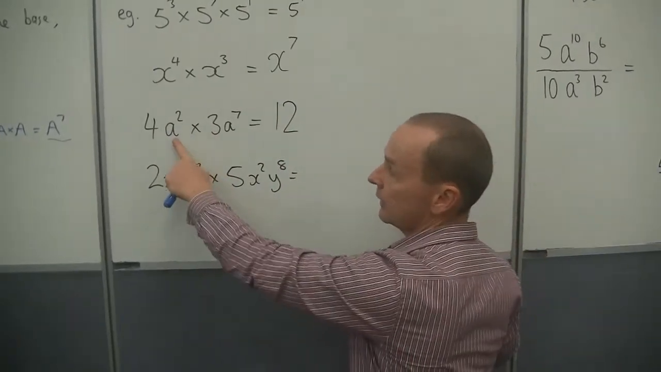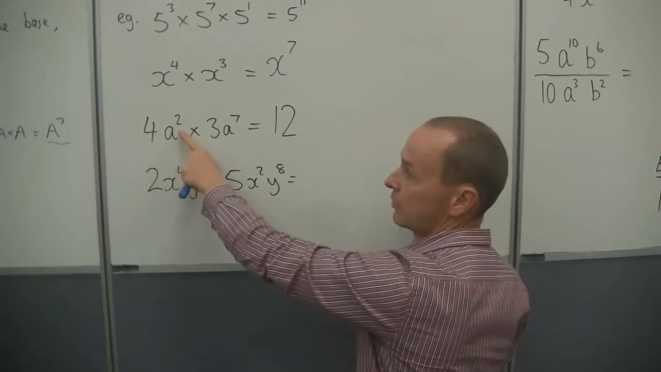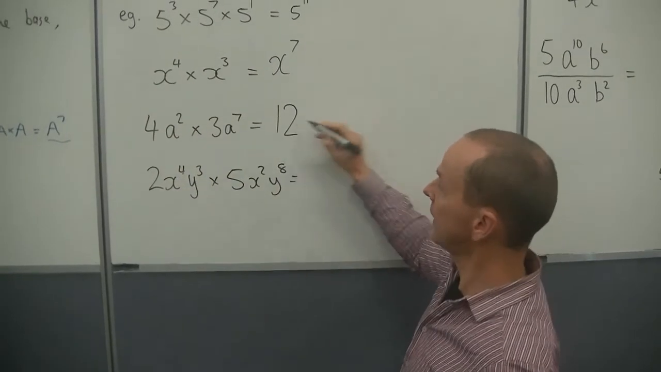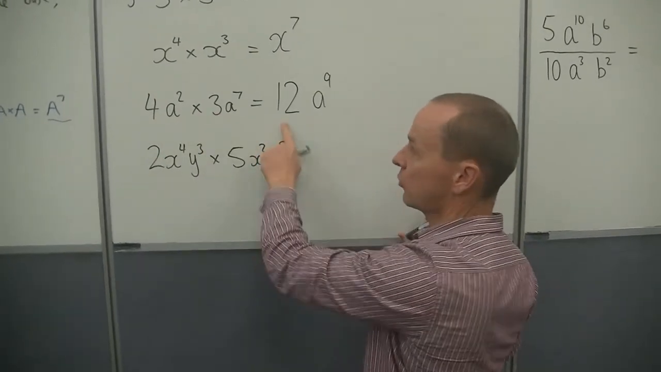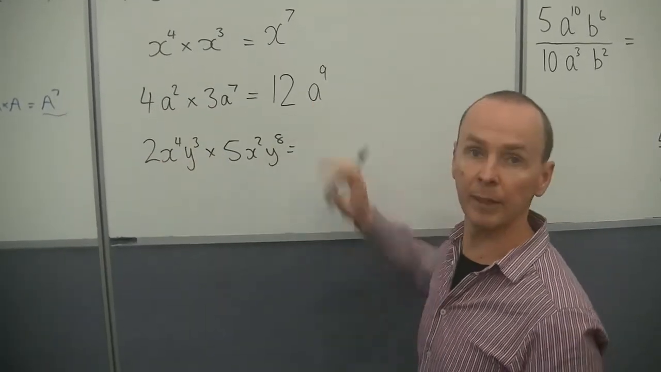Now we've got an index law. a to the power of 2, or a squared, times a to the power of 7 is a to the power of 9. So we do them separately. 4 times 3 is 12, and then a to the power of 9.